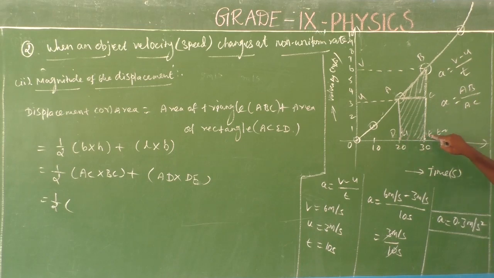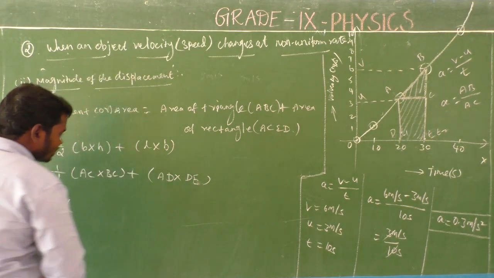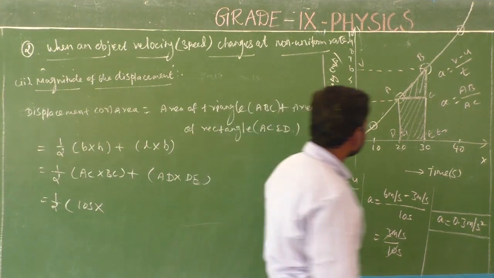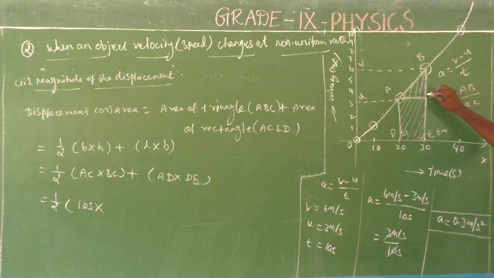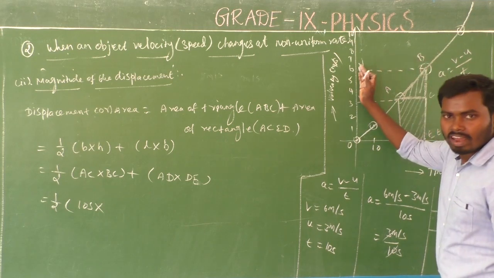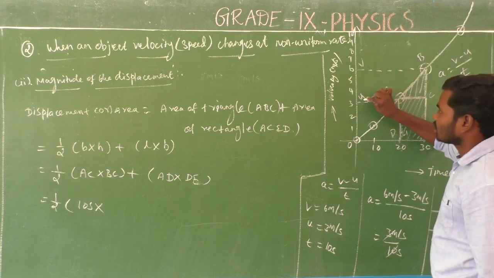So AD is equal to 30 seconds minus 20 seconds, which is 10 seconds. If AD is 10 seconds, AC will also be 10 seconds. So AC is equal to 10 seconds, into BC. This is BC, the side which is the same as the velocity value. So we already have two velocities, final velocity minus initial velocity.